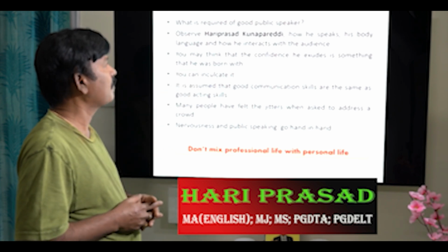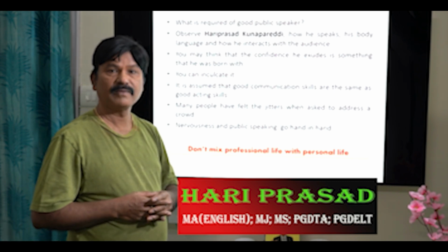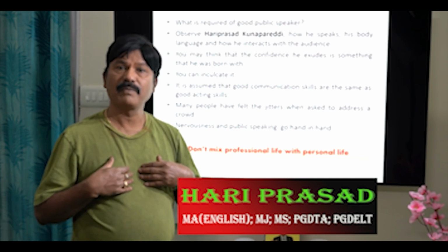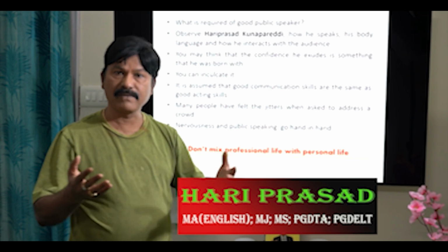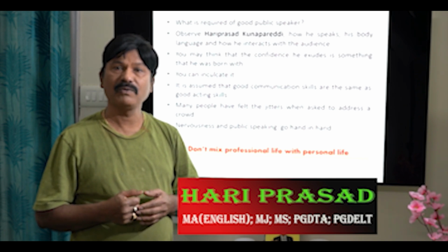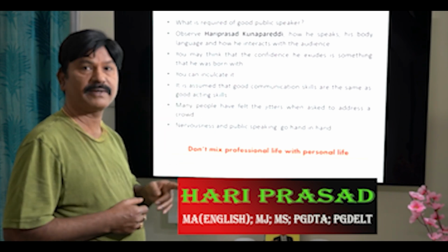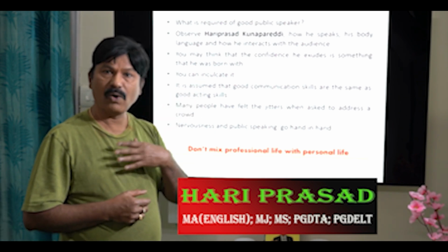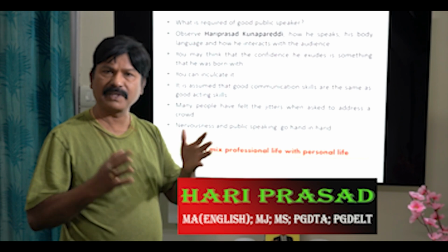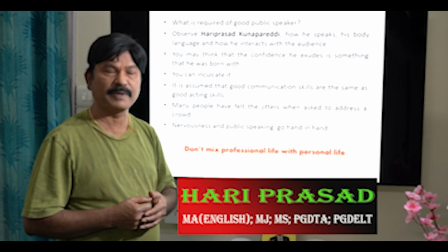You may think that the confidence he exudes is something that he was born with. For example, I am born with oratory skills. So, I exude. I can influence people. Lakhs of people I can influence. How? Because of oratory skills. You can inculcate my skills, my oratory skills, how I look, how my body language is, how I shape, everything you observe, and you can inculcate from me, so that you also can become a public speaker.